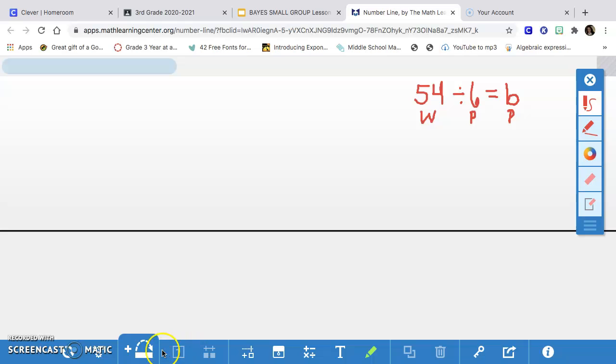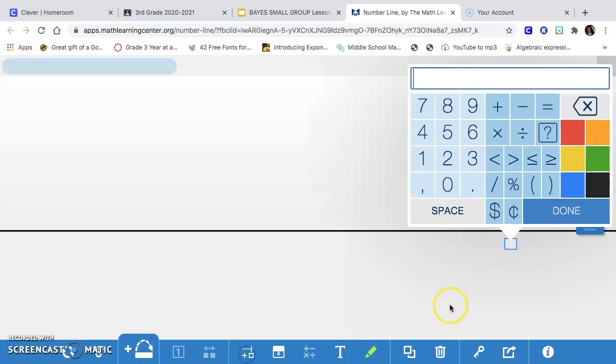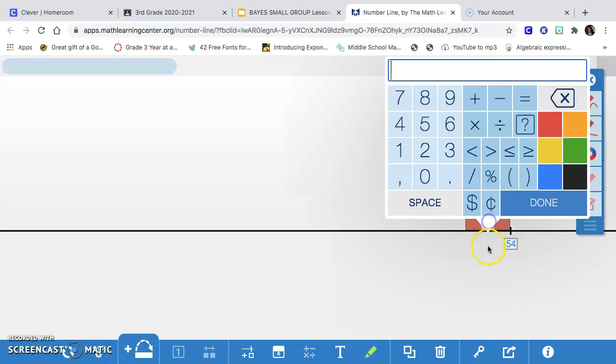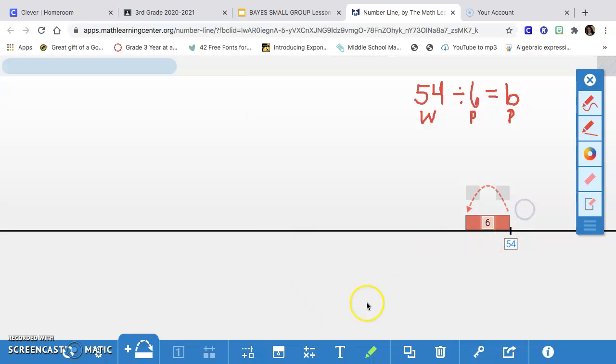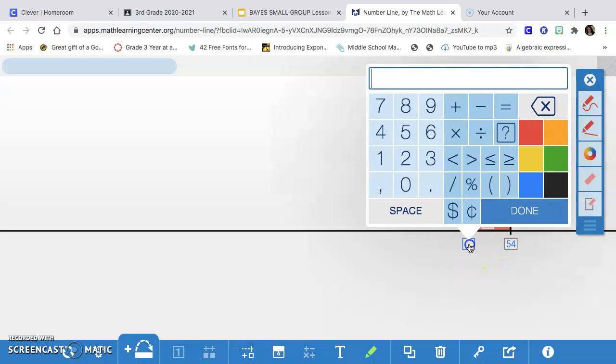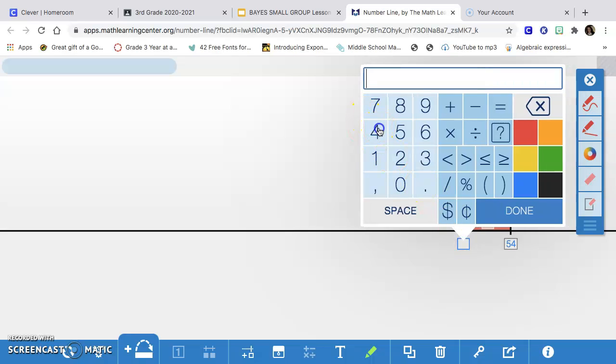So we're going to start out with our number line, and I'm going to go ahead and start out with 54. And remember, we are going to be hopping backwards. So when you get this up here, you can pull it down, and then you're going to pull it the opposite way. So you've got your hops. And I know that I'm going to be hopping 6 each time. So I'm going to start subtracting. And 54 minus 6 is 48.